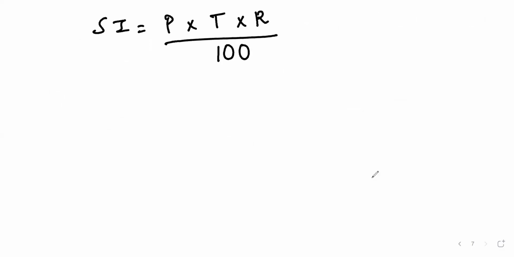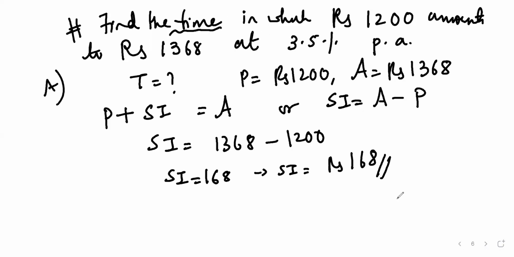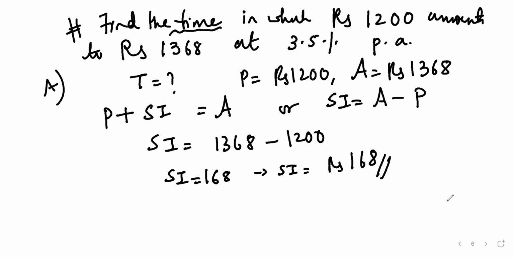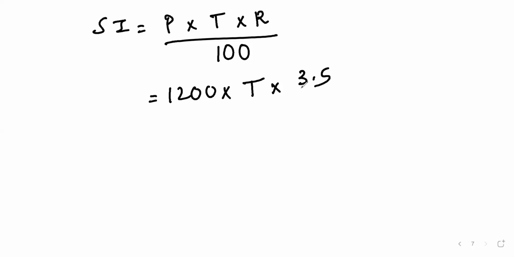So what is the formula? Simple interest is P into T into R over 100. So what is P? P is 600, sorry, 1,200. So 1,200 into T, I don't know, so we leave it as T itself. Rate percent. Okay, so rate of interest is 3.5%, so 3.5 upon 100. It's a decimal here, we will tackle it.